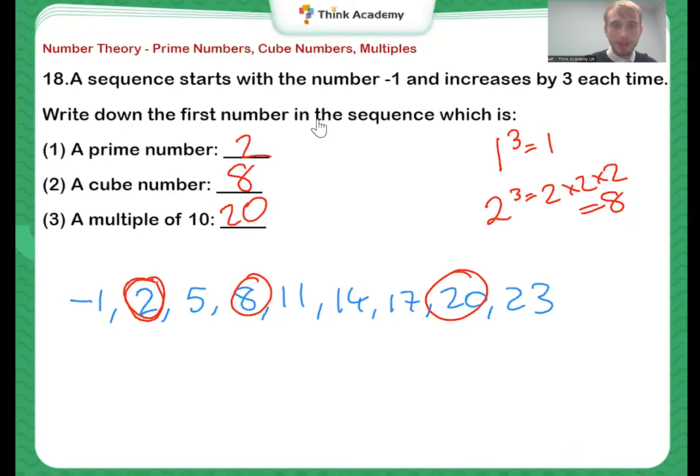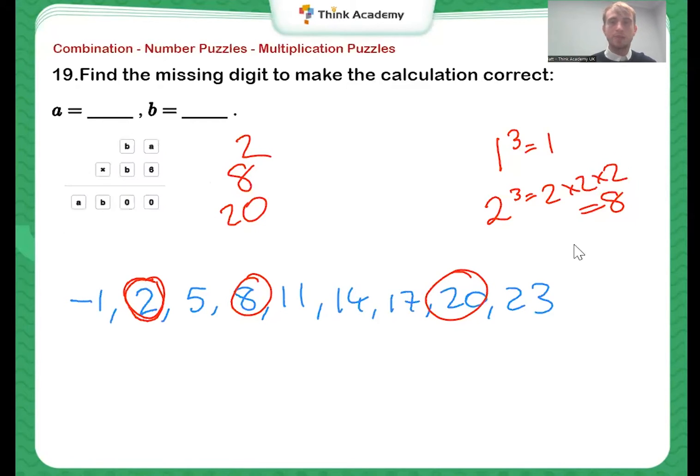Just having a flip through the chat box. You missed 19, 2, 8, 20. Yes, 2, 8, 20 is the answer for that one. Okay, I saw someone miss 19. I'll just show you, see if you did miss it. That was the puzzle one. If you want to ask me at the end, I can go through that one again.